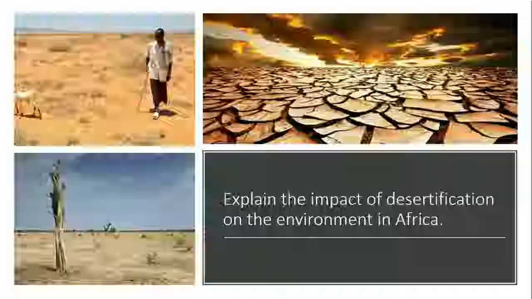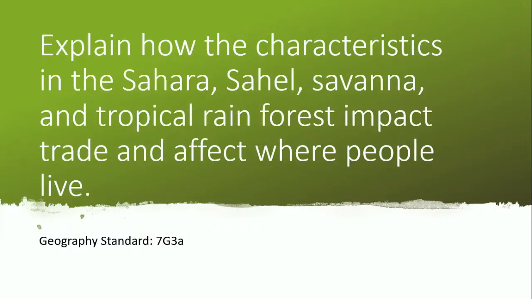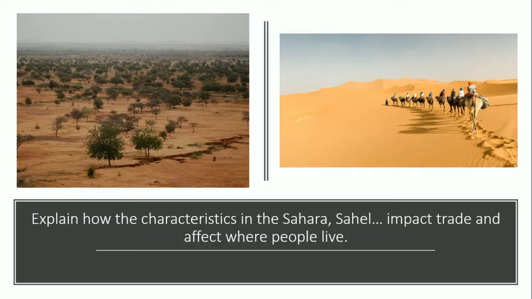The next geography standard reads, explain how the characteristics in the Sahara, Sahel, savanna, and tropical rainforest impact trade and affect where people live. The deserts of Africa are harsh environments and are hardly inhabited, with the slight exception being the oases areas where freshwater springs make plant and animal life in the desert possible.